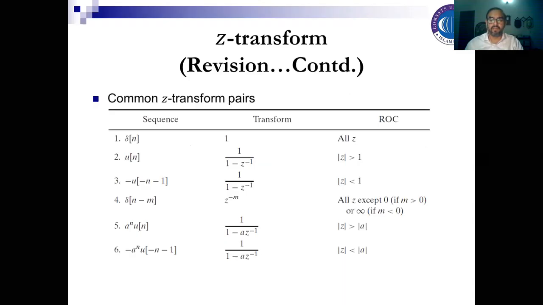Let me show you in this slide. I've shown common z transform pairs. For example, delta of n is the sequence, the z transform of it is 1, and the region of convergence is all z. Okay, so all complex values of z are the region of convergence.